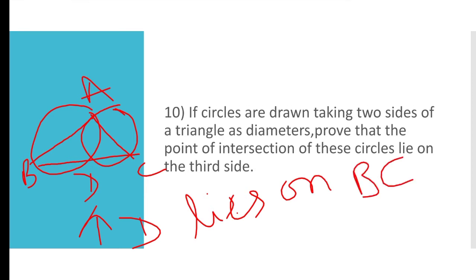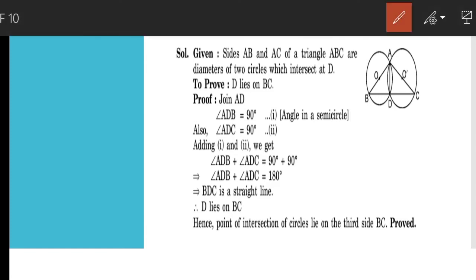So let's see the sum. Here see the diagram, two different circles, so two different centers. One is O, one is O dash. The sides AB and AC of a triangle are the diameters of the two circles which intersect at D. First point of intersection is A, another point of intersection is D. Since the triangle starts with A, we have to show that D lies on BC. Now there is one construction, that is we join AD.